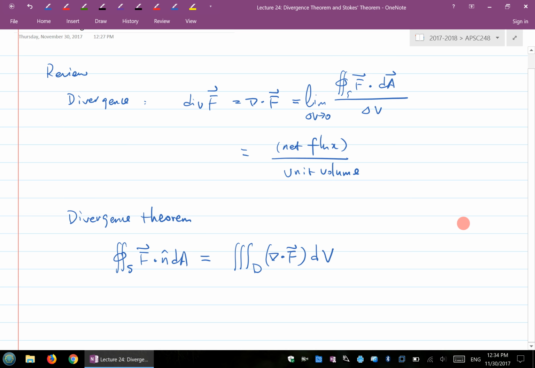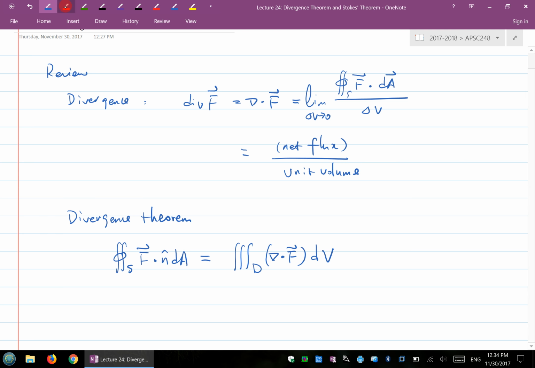Okay, so a quick review of what we did in the previous lecture. We talked about a new concept called divergence. Basically this is the definition of divergence. You calculate the net flux through the enclosed surface S, and then you divide it by the volume enclosed by this surface S, and then you let this volume go to 0. Take a ball and let the ball go to 0. Then we get the net flux per unit volume, which is divergence.